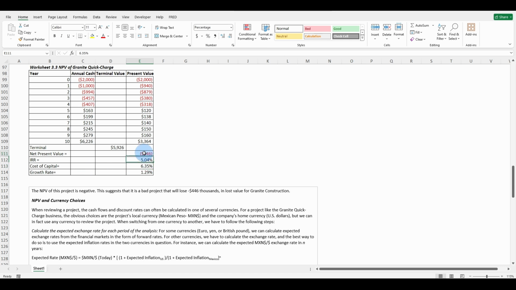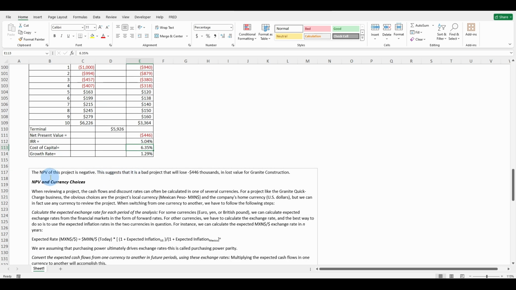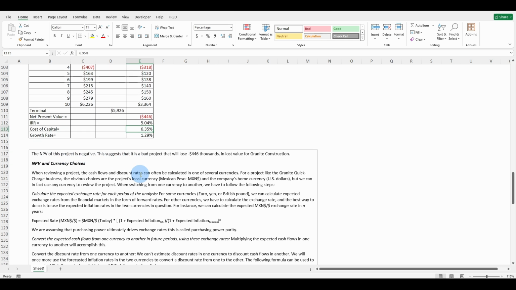What's the general rule? If your net present value is negative, or if your return is less than your cost of capital, what are you going to do? The net present value of this project is negative. This suggests that it is a bad project that will lose $446,000 in lost value for Granite Construction.